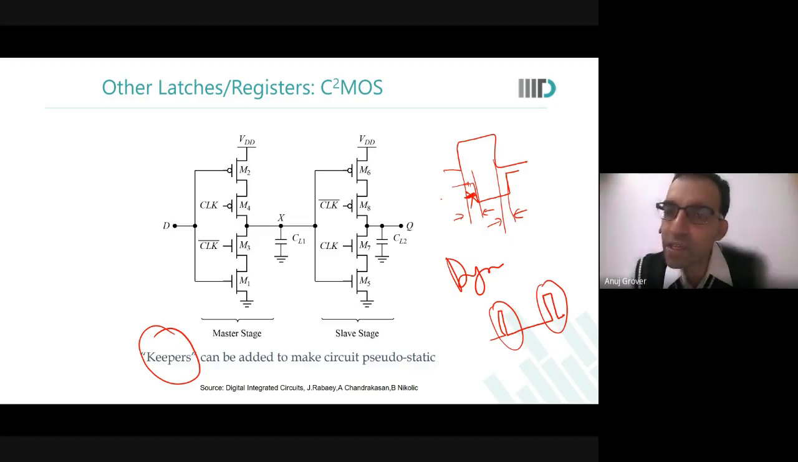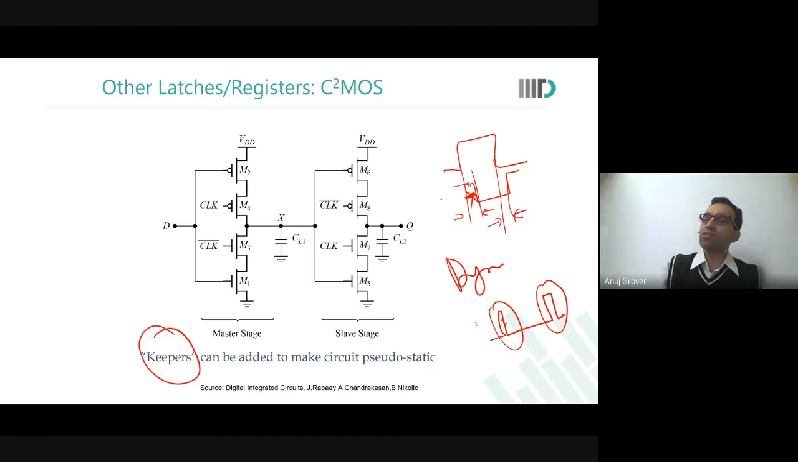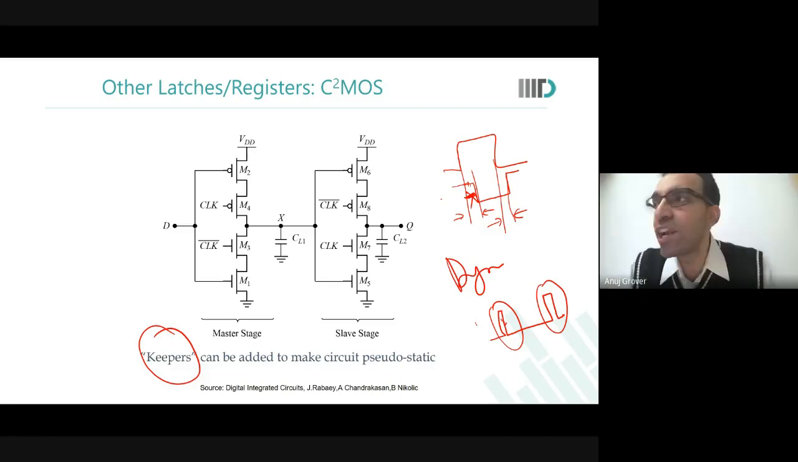Okay, so when the clock goes high, my first part will become transparent, and there is a possibility that it will corrupt the output before my slave stage becomes opaque. So there is a time lapse between the master becoming transparent and the slave becoming opaque because they are governed by the opposite edge of the clocks. C2 MOS latch or C2 MOS flop does not have that kind of a problem. This is truly edge triggered.